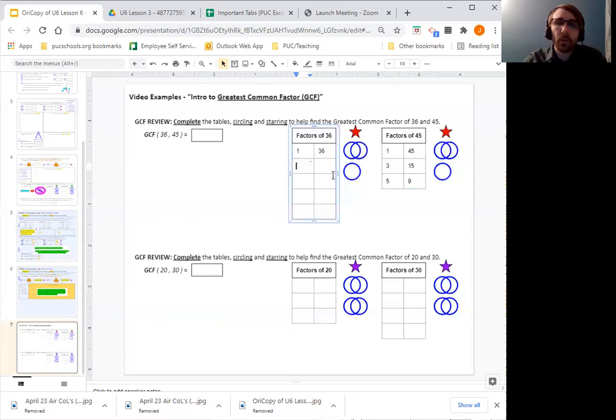2 times 10 will give me 20. I have 16 left. So 2 going into 16, 8 times. So that's 10 and 8, that's 18. 2 times 18 will give me 36.